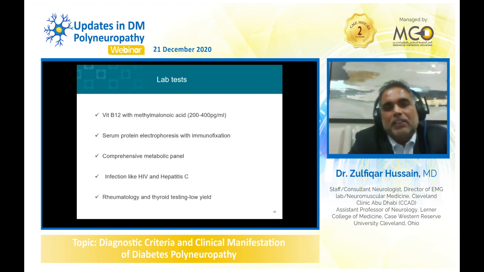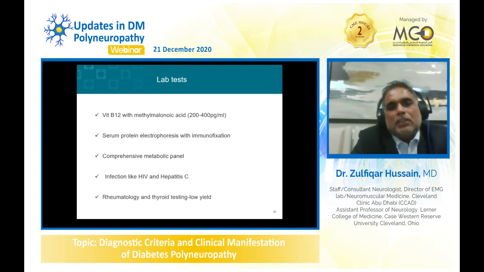The labs to find out other contributing or independent causes include vitamin B12 with methylmalonic acid, serum protein electrophoresis, and a comprehensive metabolic panel. In certain selected cases, HIV testing and hepatitis C testing can be helpful. Rheumatology and thyroid testing are mostly low yield for peripheral neuropathy diagnosis.